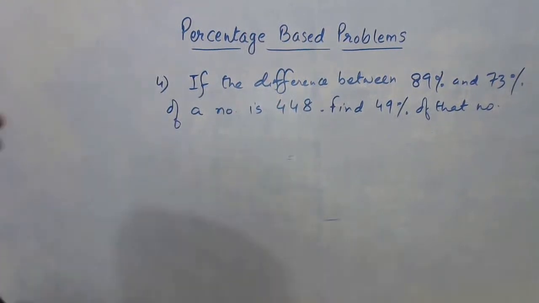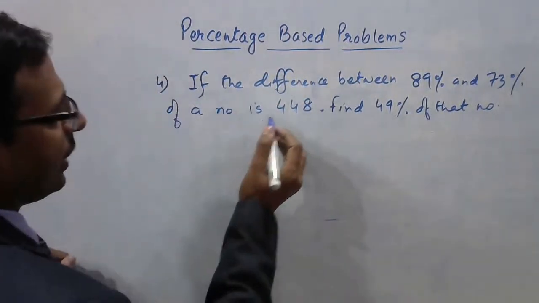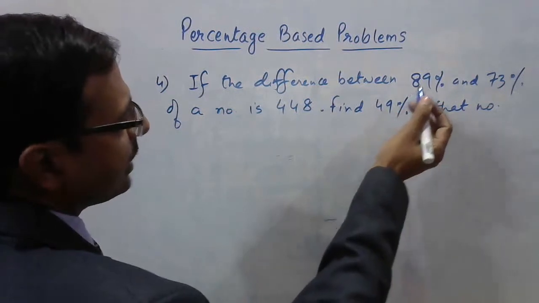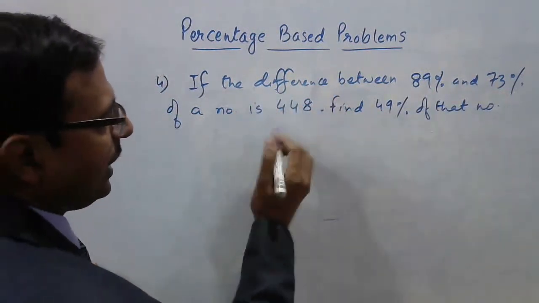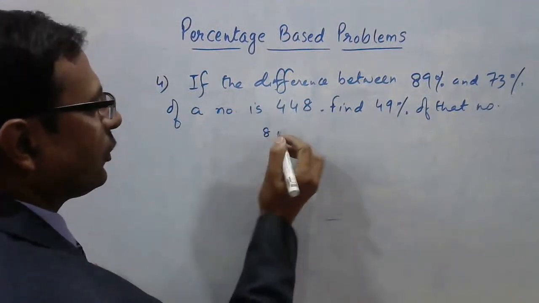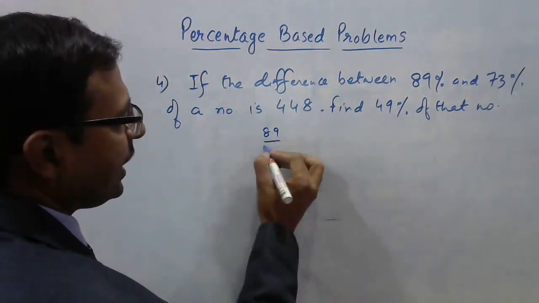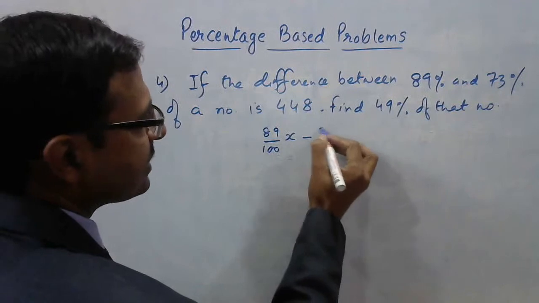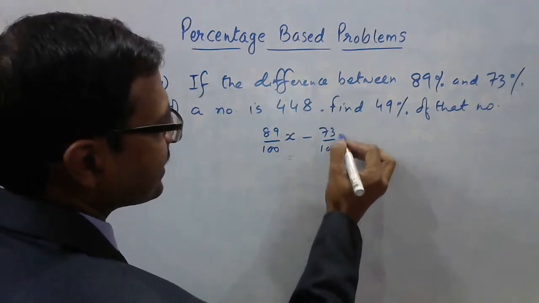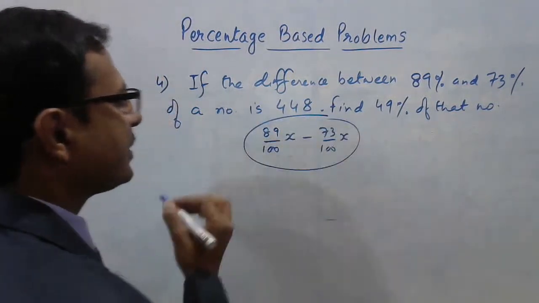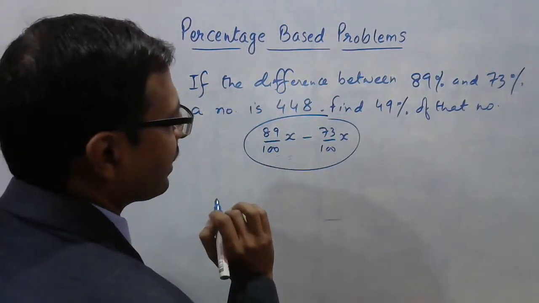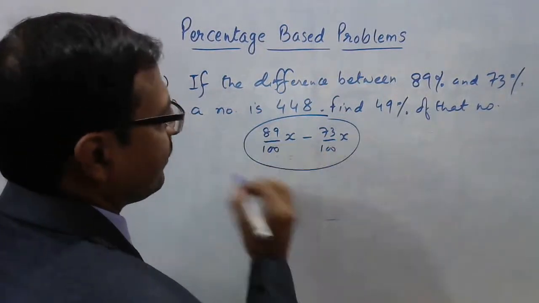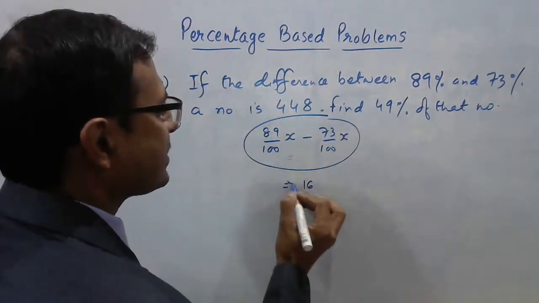Okay, so how do you do this question? 89% of a number and 73% of a number, the difference is given. So 89, see, I'll write the step for you, but this is not required actually. So 89% of x and 73% of x. The difference, if you subtract these, obviously 89 and 73 will get subtracted, and you will have 16. So 16% actually is given.